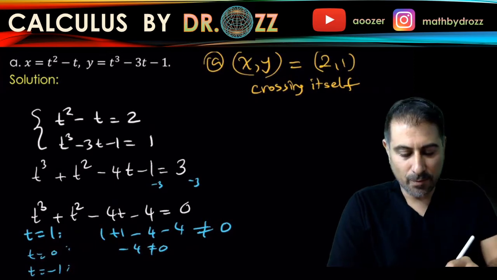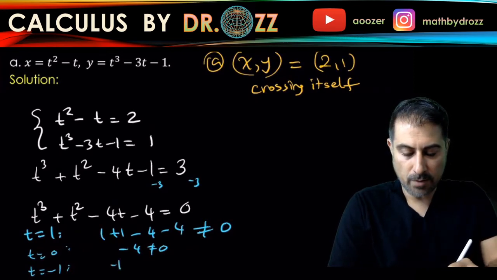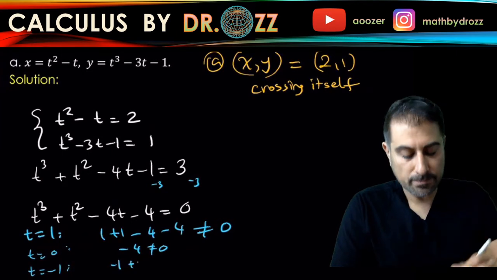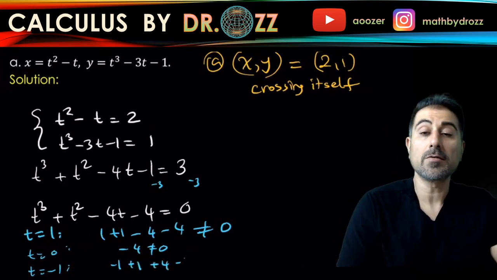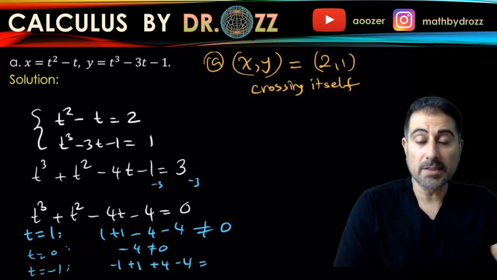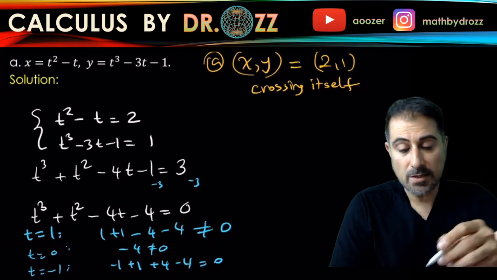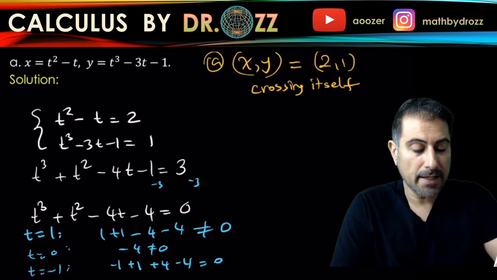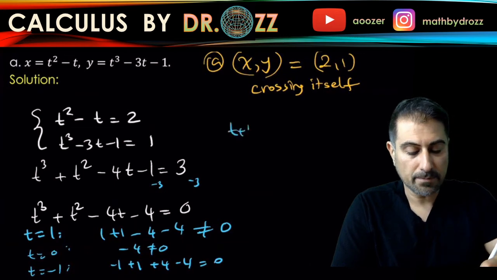So t equals negative 1. Let's see, negative 1 plus 1 plus 4, negative 4. Here we go, we got this equal to 0, okay? So t equals negative 1 is a good choice, and that means t plus 1 divides the cubic.